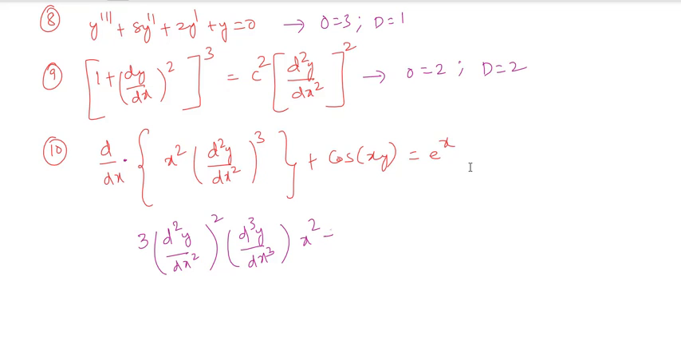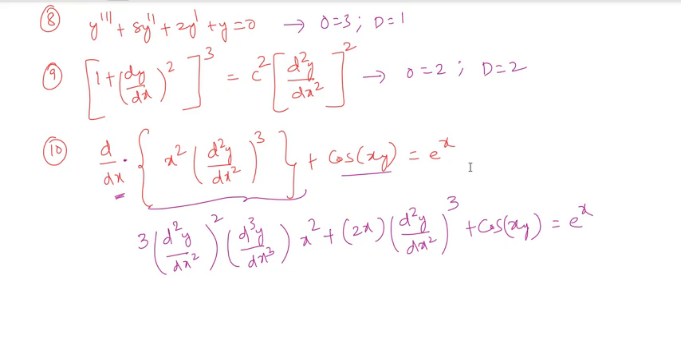Plus again for x square, the differentiation, sorry, 2x will be the differentiation. Then again you will have d square y by dx square whole cube. Am I right or not? Plus cos of xy, which is equivalent to e power x. Because this differentiation is only for up to this term, not for these two things. Am I right or not?